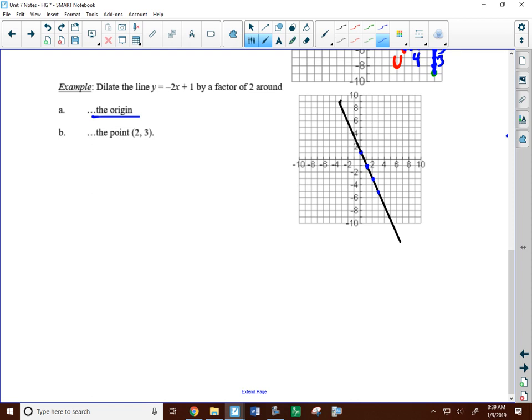Okay, so dilating around the origin, and I'm going to write the equations of what I get here. Do we first of all remember that dilating a line will give you the same slope? Right. So both of these I could actually already put in. It's going to be negative 2x plus something.